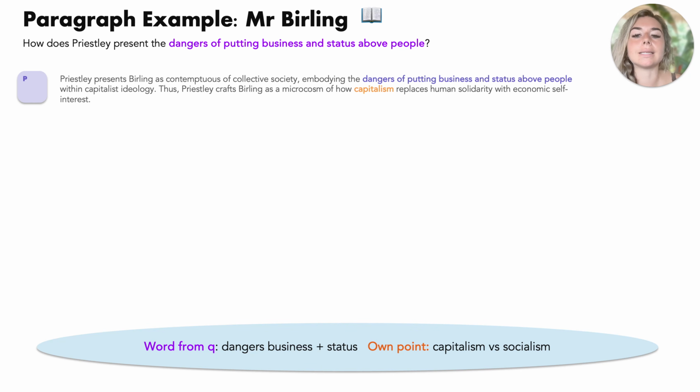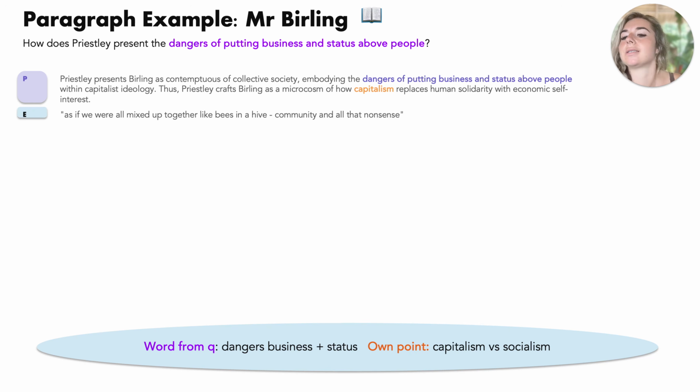Priestley presents Birling as a contemptuous collective society, embodying the dangers of putting business and status above people within capitalist ideology. Thus, Priestley crafts Birling as a microcosm. Microcosm is when something small represents something larger. Mr. Birling is one small character, but he represents the bigger group of capitalists, who replace human solidarity with economic self-interest.